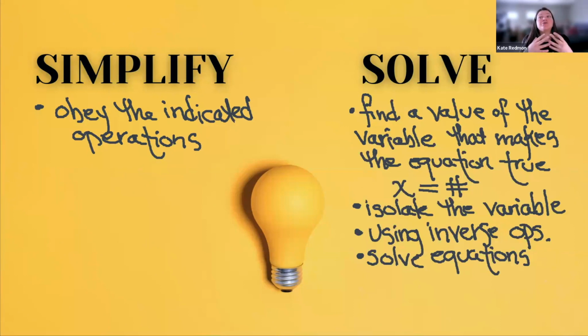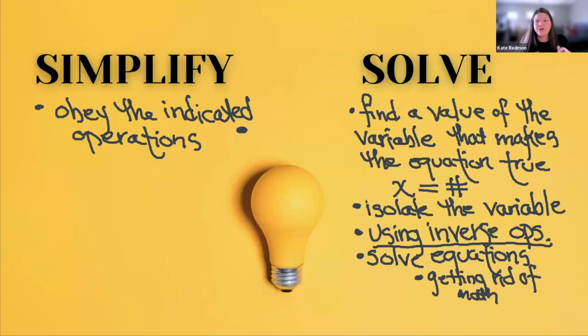It turns out it's really, really important to understand the difference between simplifying and solving. Because when I'm simplifying, I obey the indicated operations. But when I was solving, I used inverse operations, right? I did opposites. When it said add, I subtracted. When it said multiply, I divided. I was getting rid of math. In fact, let's put that down. Simplifying is obeying the indicated operations, doing the math you were told. Solving is doing the opposite of what you were told. It's getting rid of math.